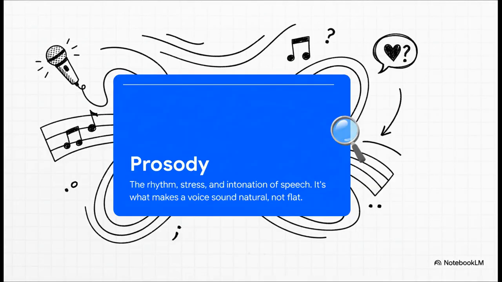Let's just zoom in on prosody for a second, because this is probably the single most important concept to get. It's the music of speech. Think about it. A question mark makes your voice go up at the end, right? A comma creates a nice natural pause. Those little things, plus keywords for emotion, they are your tools for bringing a script to life.